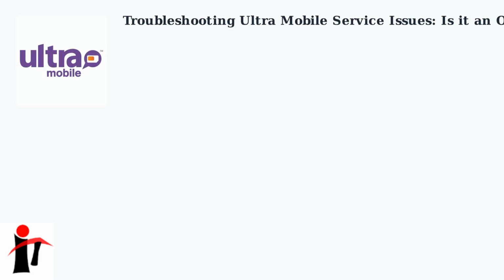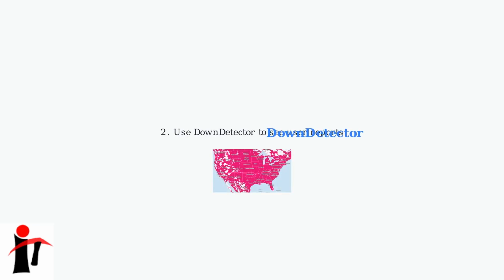Experiencing problems with your Ultramobile service? Let's get you back online. First, determine if it's a widespread outage. Check Ultramobile's official status page for updates. Use Down Detector to see if others are reporting similar issues. Also, search Ultramobile outage on Twitter for real-time user reports.